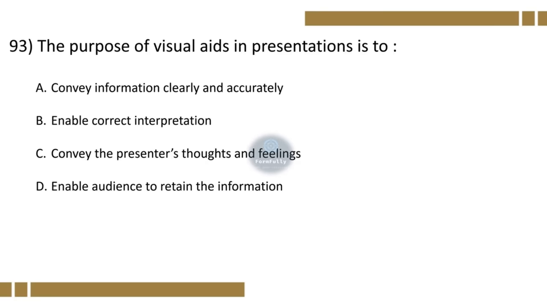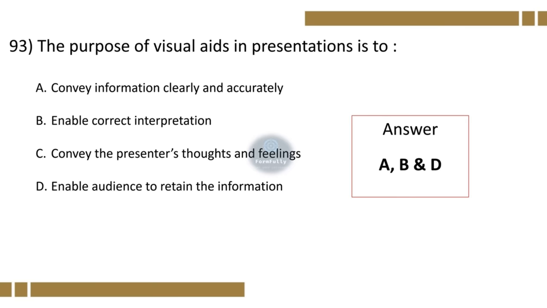Question 93. The purpose of visual aids in presentation is to, option A, convey information clearly and accurately. B, enable correct interpretation. C, convey the presenter's thoughts and feelings. D, enable audience to retain the information. And the correct option is A, B and D.